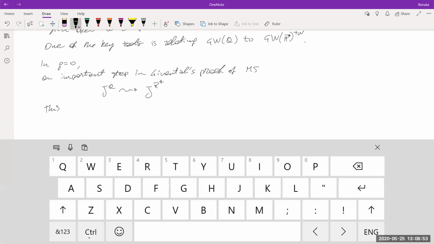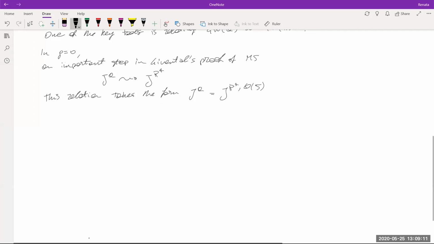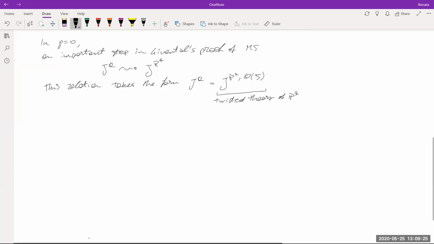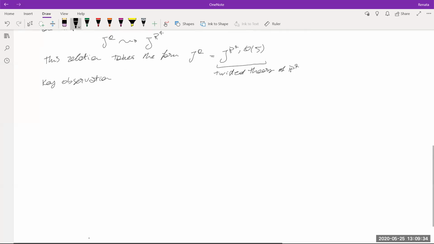And this relation takes the form J_Q equals J of P4, O(5), and this is the twisted theory of P4. And the basis of this is a key observation that can be written down as follows.